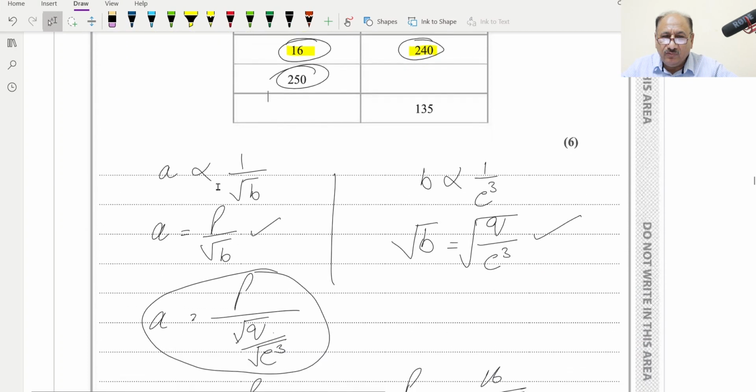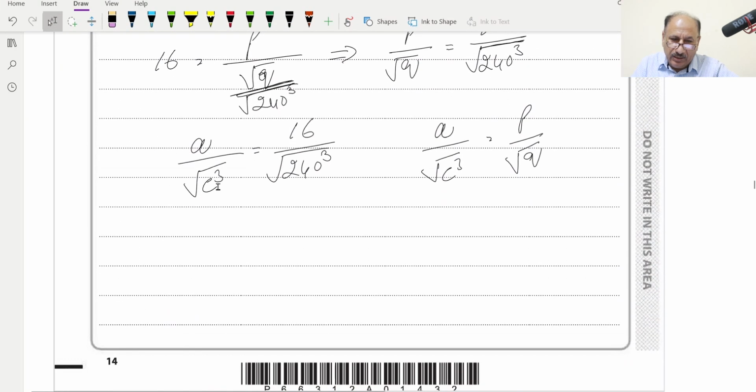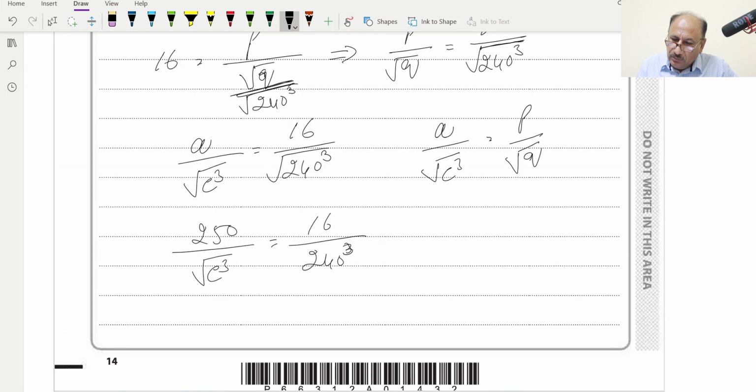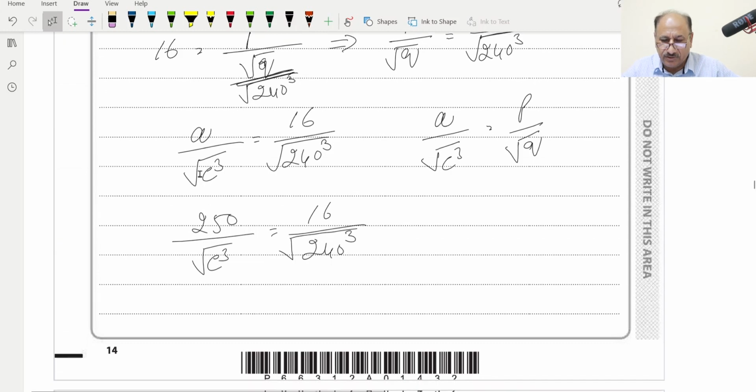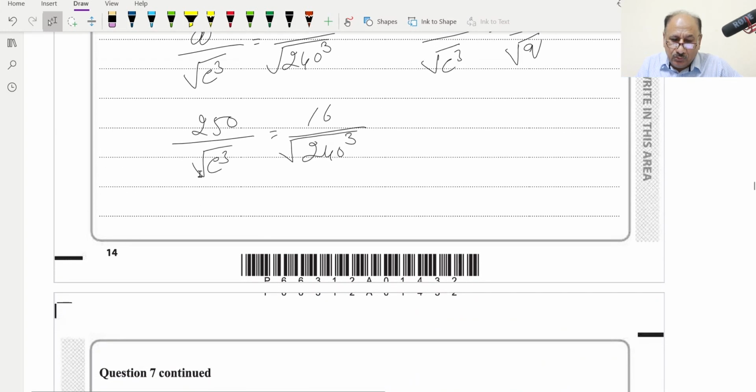So a value we will be replacing over here, and our equation will become 250 over c cube under root, and this is equal to 16 over 240 cubed, 240 cubed under root. Hopefully you are understanding everything. This is a little tricky question, so don't worry if you are not understanding. Go through this video again and hopefully you will be able to understand.